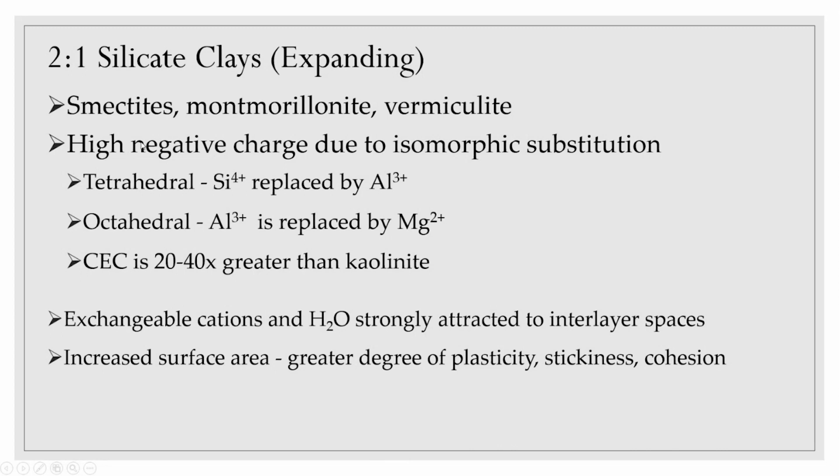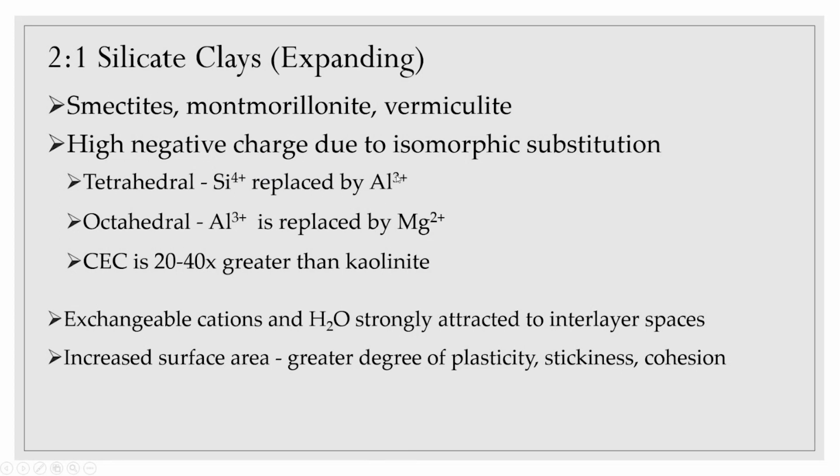Okay, so the reason why that has that increased negative charge is because of isomorphic substitution. And so in the tetrahedral layer, we have a silica 4 plus, which is common, possibly replaced by an aluminum 3 plus. And so isomorphic substitution means similar size. It has nothing to do with the charge. The charge difference is what actually gives us the difference in CEC. And so if it was just a charge thing, we would not get any difference, because there would be no difference in charge.